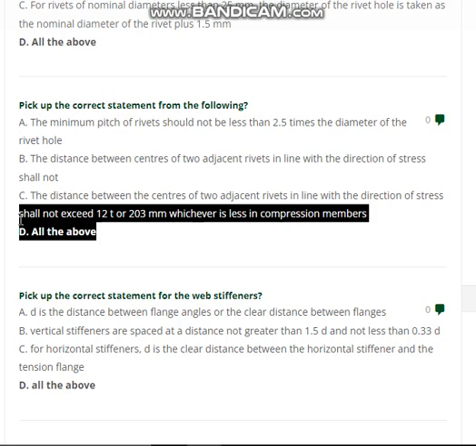These questions were not coming in the exam. Pick up the correct statement for the web stiffener. All of these are correct.